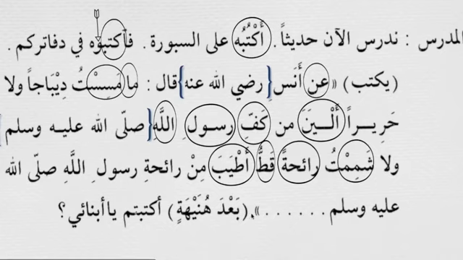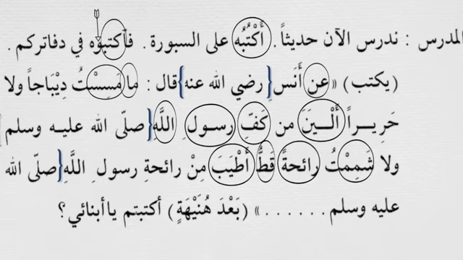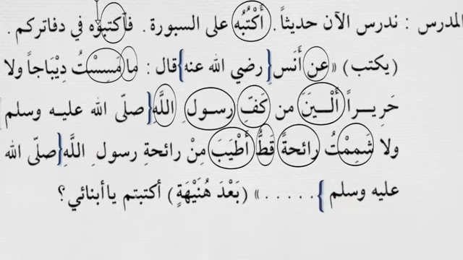And then ba'da hunayyatin, after a while. Hunayyatin is after a little while, a diminutive. After a little while. Did you write this, ya abnai? I hope we have written this in our minds, how the Prophet ﷺ has been described by the Sahaba here. So the students say, and again, sallallahu is a parenthetical sentence.